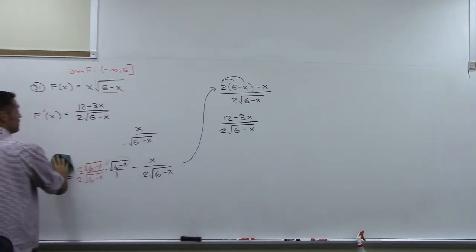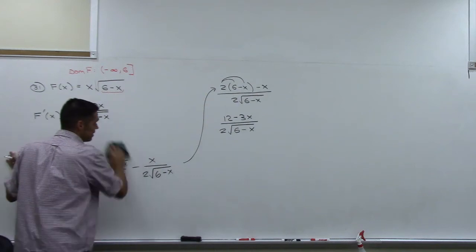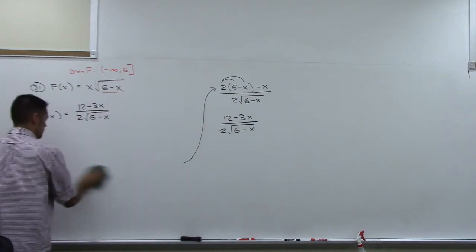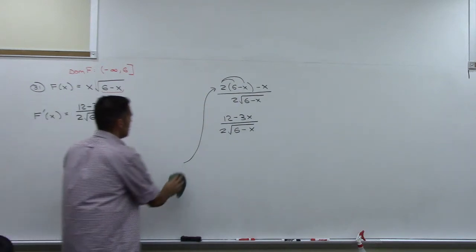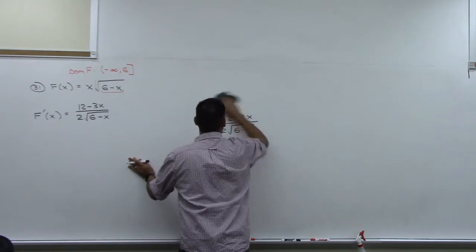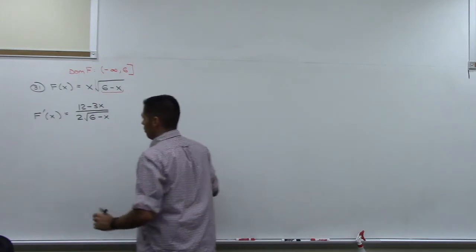All right, that was the first derivative. The second derivative is going to be even worse. So to do our second derivative, we're going to have to use quotient rule.